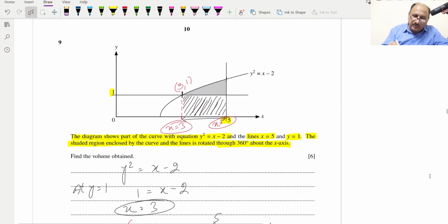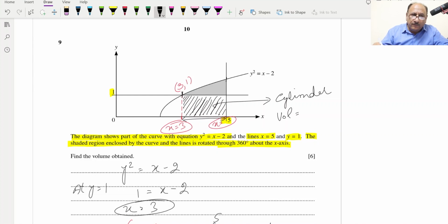This will be a cylinder. So the volume of a cylinder is equal to pi r squared into h, and h will be what? H will be starting from 3 to 5. The radius will be this length, which is 1.